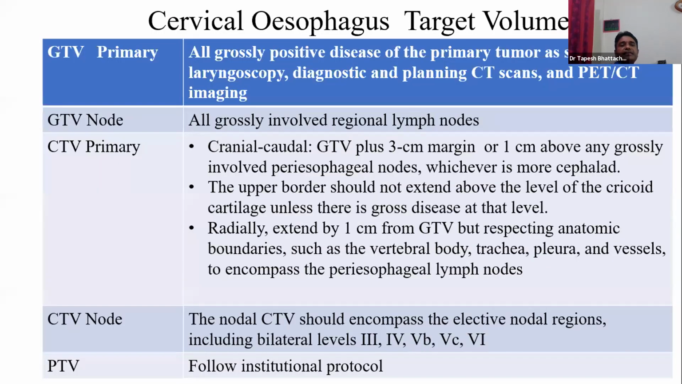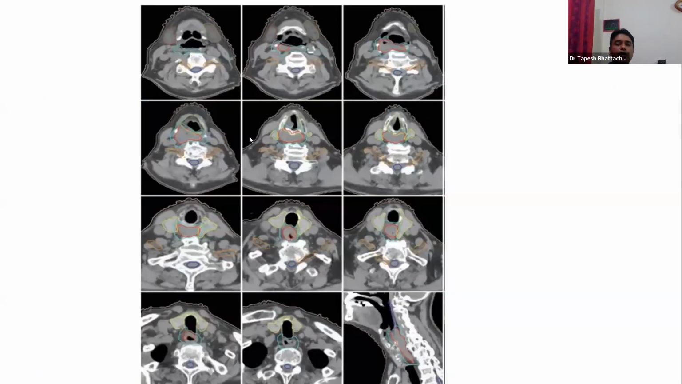So what about the cervical esophageal cancer? How are you going to contour? GTV, or grossly positive disease of the primary tumor as seen on exam, on laryngoscopy, diagnostic and planning CT scan. GTV node, involved node, and CTV, GTV plus 3 cm craniocaudal margin or 1 cm above any grossly involved periesophageal nodes, whichever is cephalad. You can give 1 cm of radial margin, but you have to respect the boundaries like vertebral body, trachea, pleura, vessels, and all. Elective nodal areas to be treated: 3, 4, 5, and 6. PTV, you follow the institutional protocol.